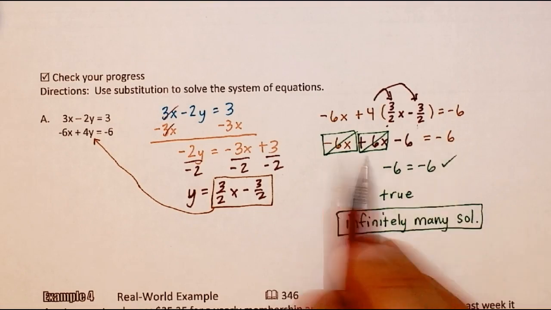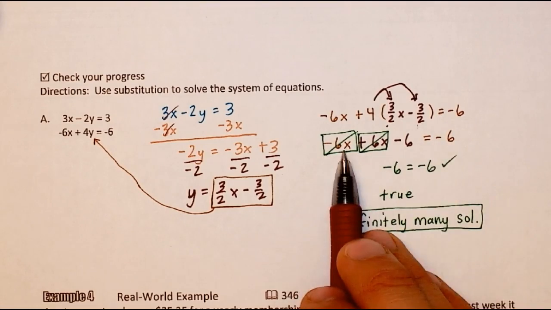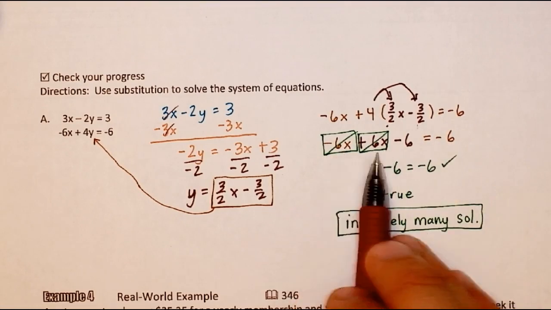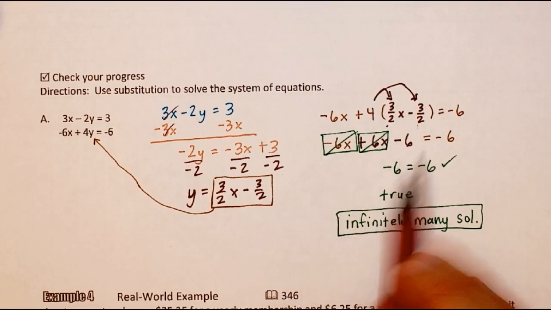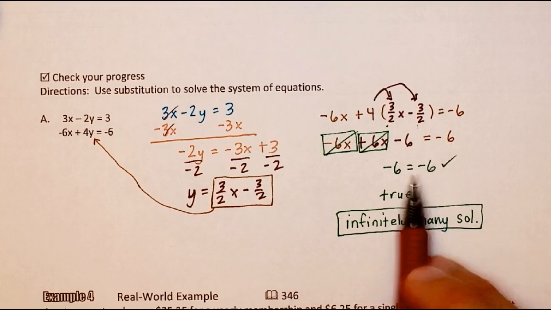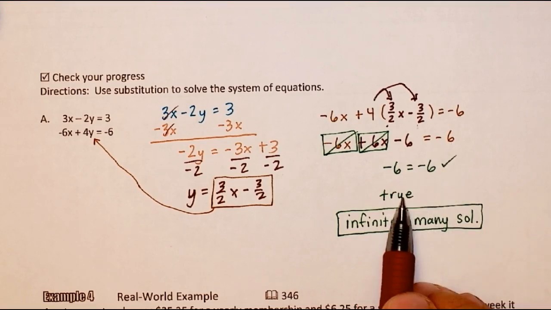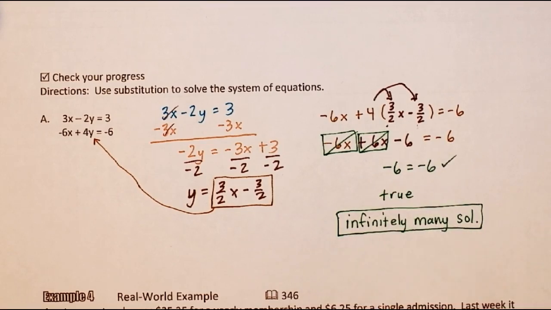When I go to combine like terms, negative 6x plus 6x cancels out because it makes 0. So I'm left with negative 6 equals negative 6. This is a true statement. So my answer is infinitely many solutions.